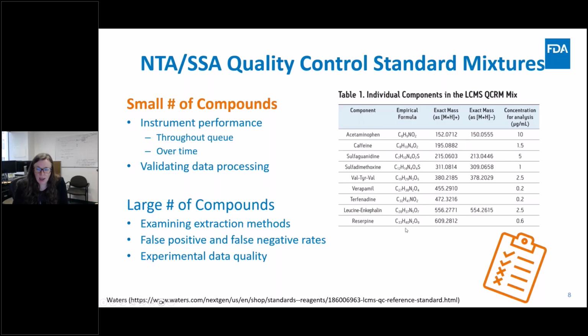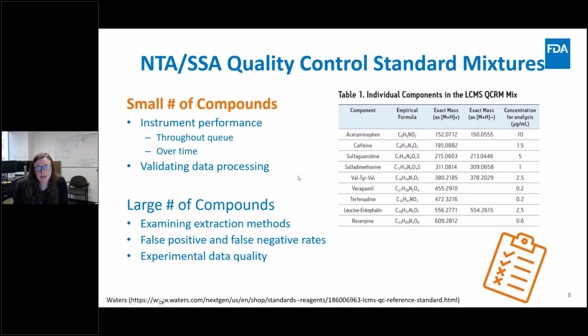There are 9 compounds. They span a wide range of molecular weights, ionize in both polarities, and have retention times throughout most of our chromatogram. This is helpful for making sure that the instrument is good and ready to go before we start collecting data on our samples. It also helps us monitor our instrument performance over time, so we can see things like whether our column is starting to go bad.